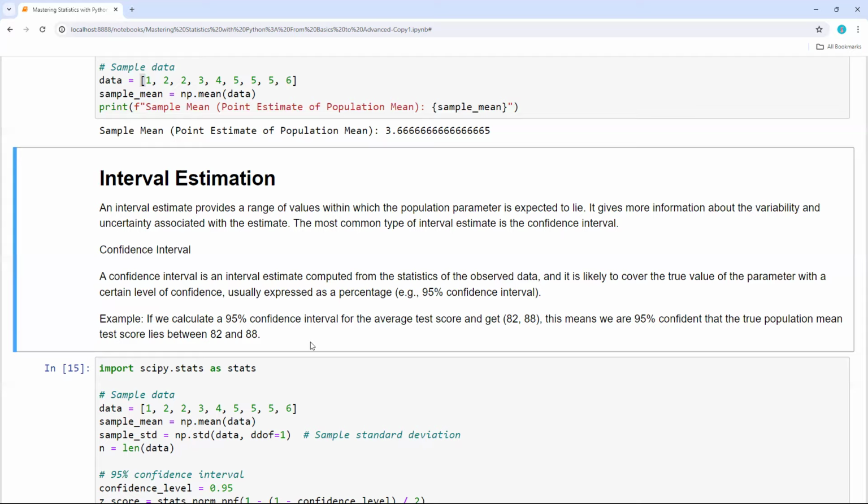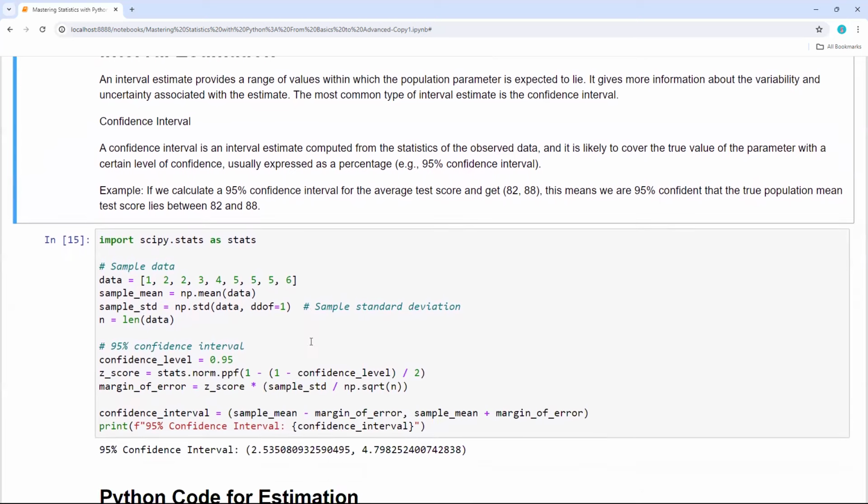So for example, if we calculate a 95% confidence interval for the average test score and get 82 and 88, this means we are 95% confident that the true entire population mean test score lies between 82 and 88. Whereas in point estimation, we take the sample mean as the point estimate for the population, here we are just taking a range, an interval from here to here. So I draw the conclusion that the population mean or average score may be from 82 to 88, not a point value.